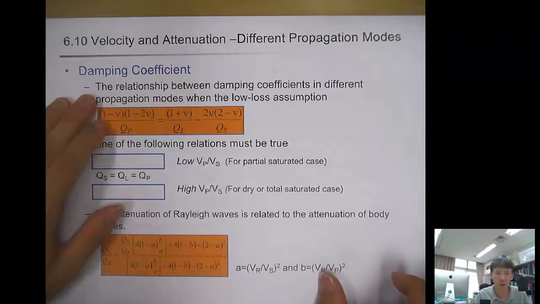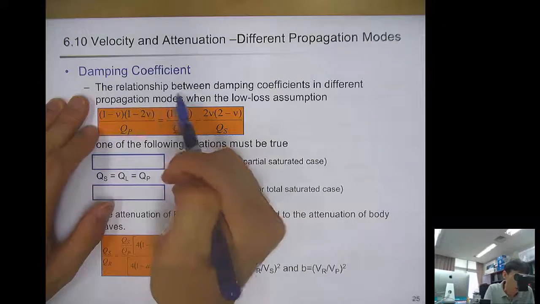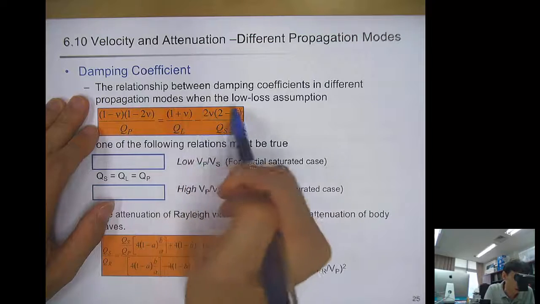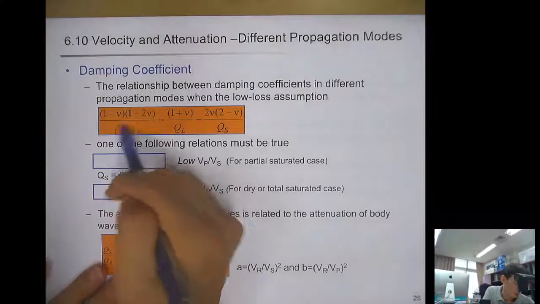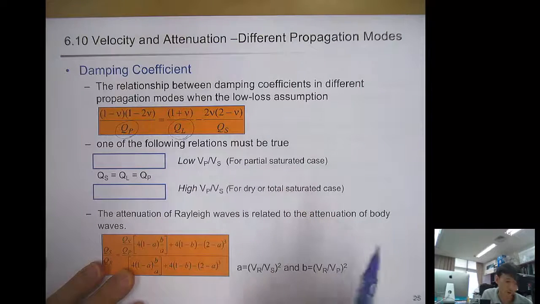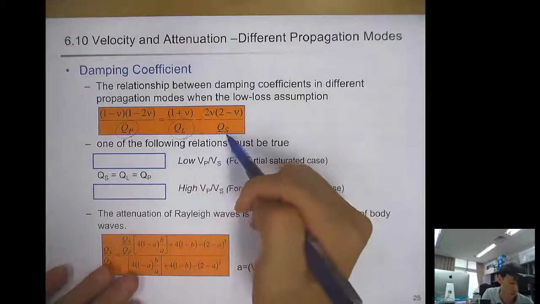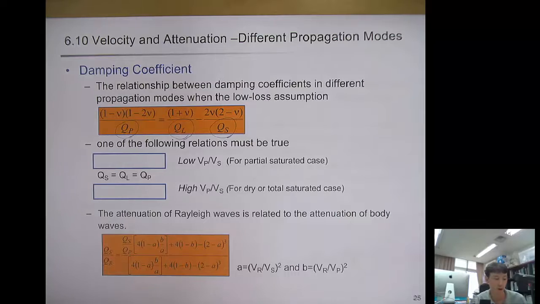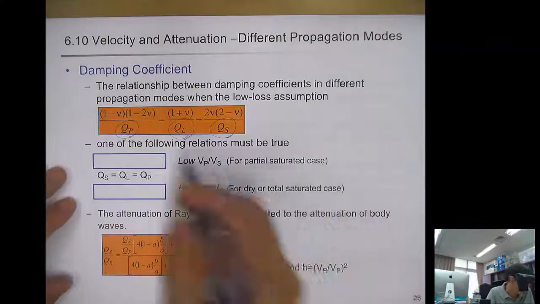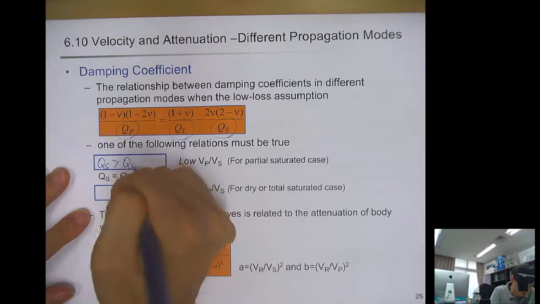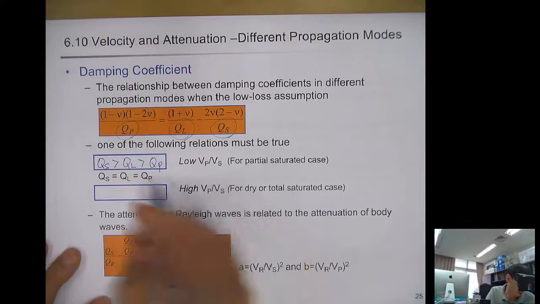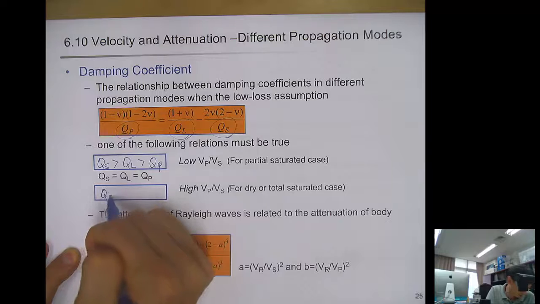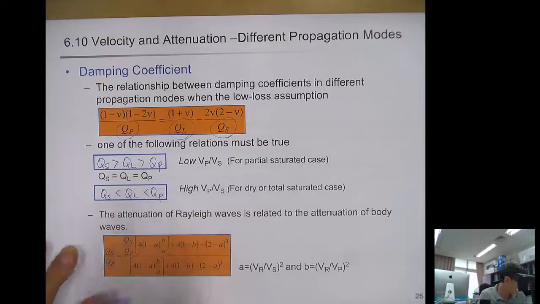When we compare the damping ratio or the damping coefficient for different propagation modes, the relationship between damping coefficients for different propagation modes under the low-loss assumption can be built. So P wave motion and longitudinal wave motion with the Poisson effect, which means that you allow the lateral deformation, and QS is the shear wave attenuation. One of the following relations must be true: QS is largest, QL is the next, and QP is the smallest when the VP over VS is low. And when the VP over VS is high, which is a fully saturated case, then QP is the largest and QS is the smallest.